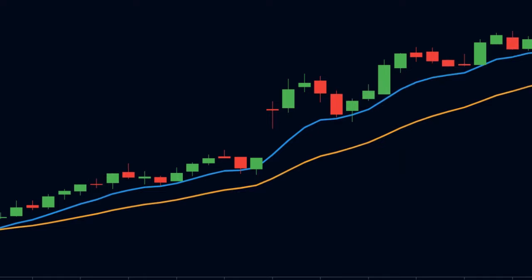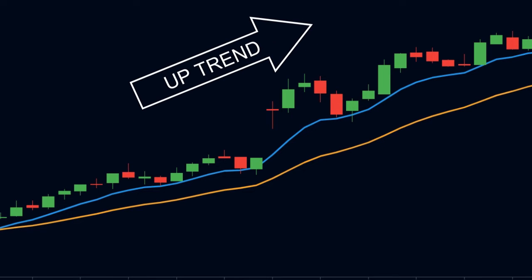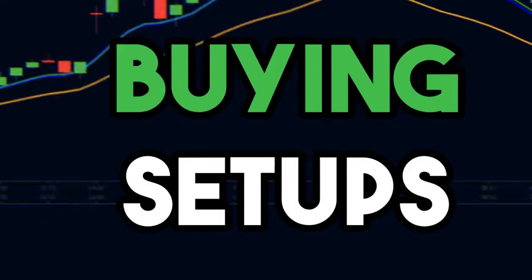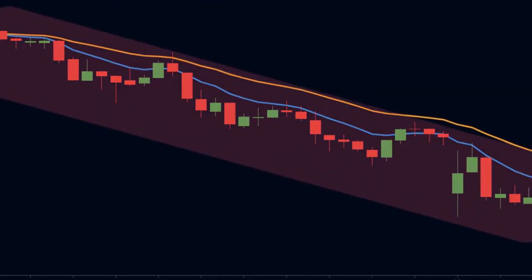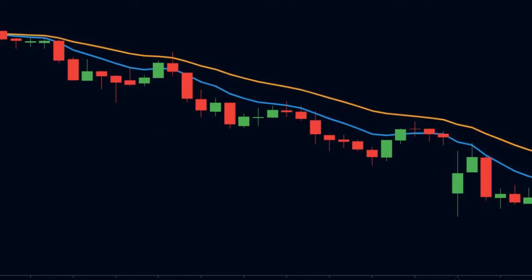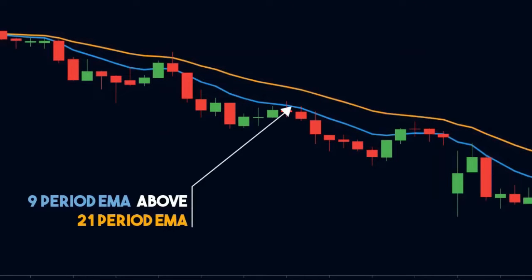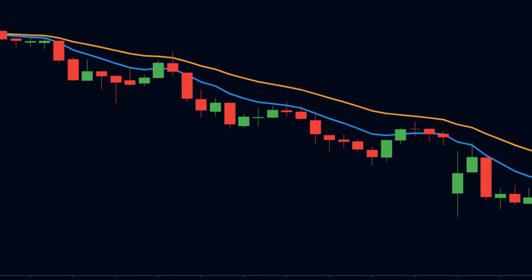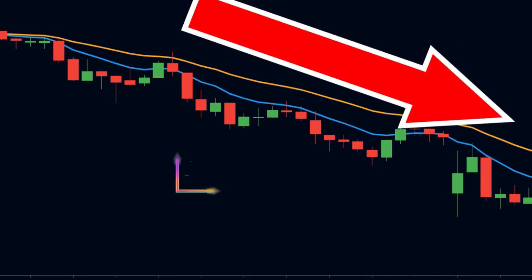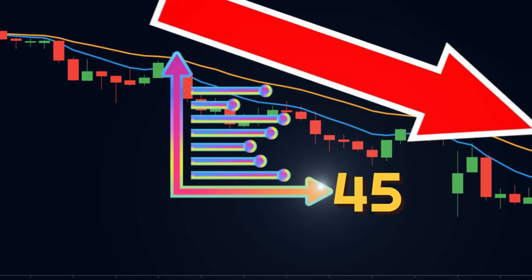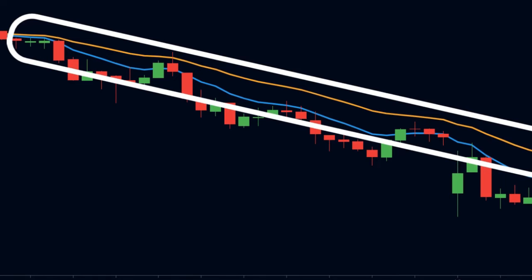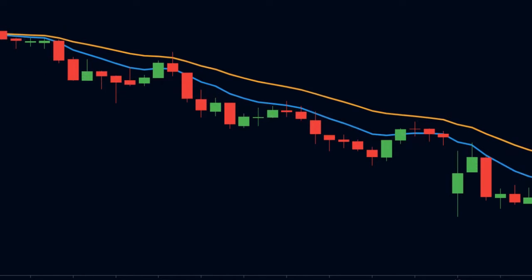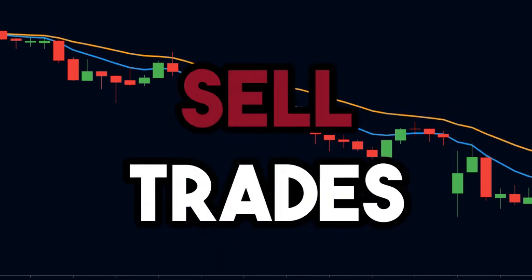For this chart, we can confirm that the price is in an uptrend and hence, we will only look for buying setups. In a downtrend, we can see that the price stays below the EMAs for most of the time, and the 9-period EMA stays below the 21-period EMA. Both of the moving averages are sloped downwards at an approximate 45-degree angle. The distance between the moving averages keeps on increasing as new candles are formed. Hence, we can confirm the price is in a downtrend, and we will only look for selling opportunities.